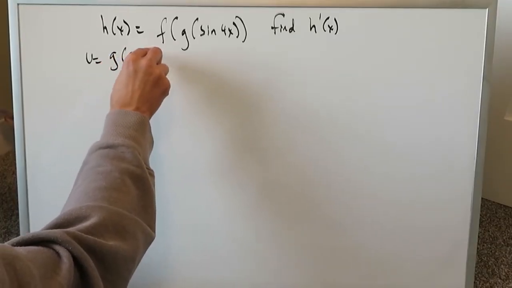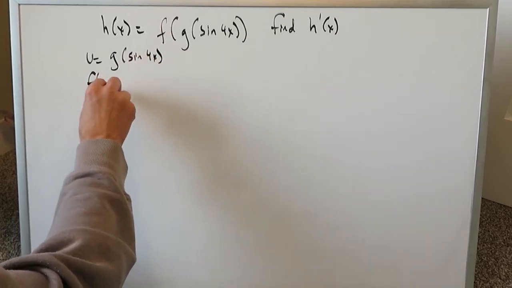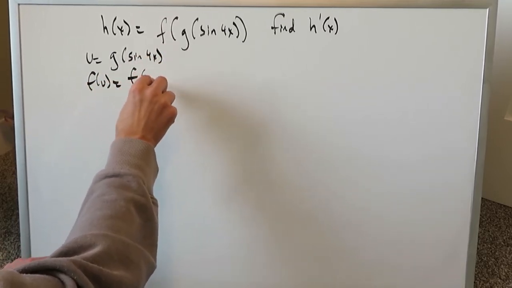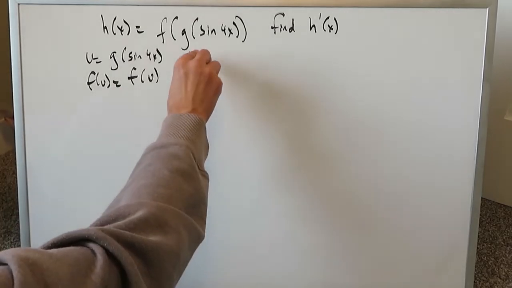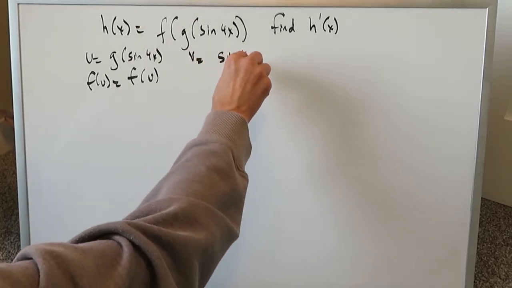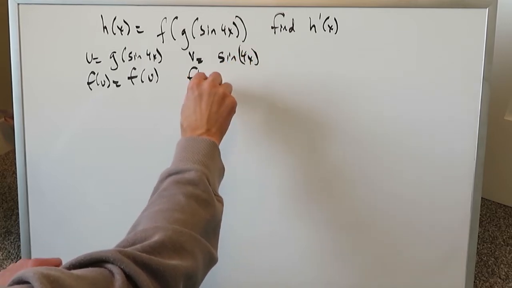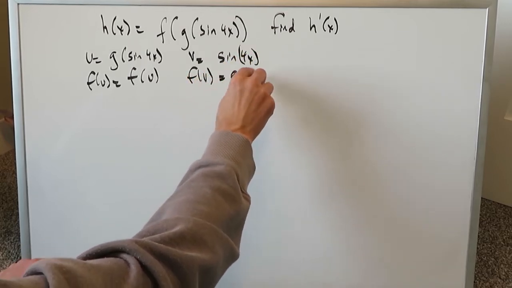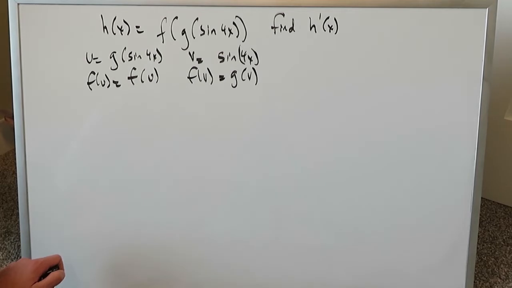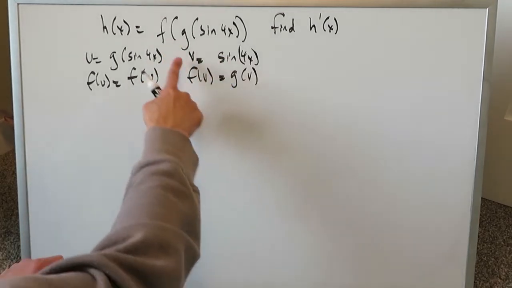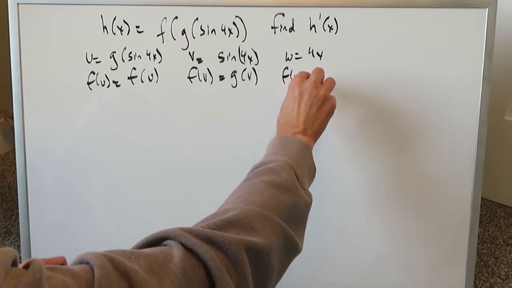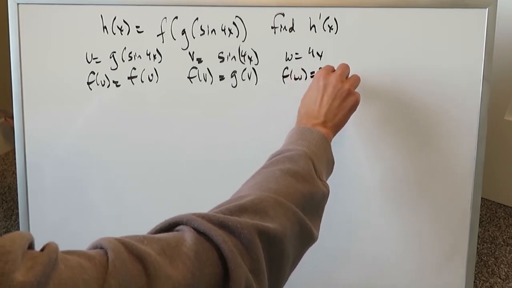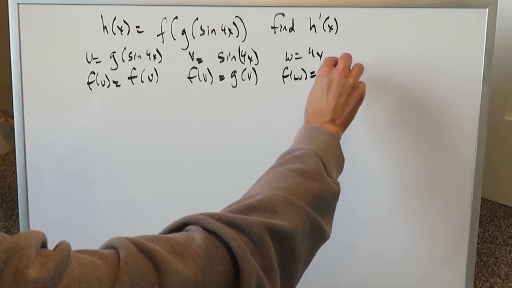If u is equal to g of sine 4x, then function with regards to u, well, you just have to say function with regards to u because you don't have a clear definition of f. If v is equal to sine 4x, right, then function with regards to v, you can just say g of v if you want. There's nothing wrong with you saying that, right? G of v. If w is equal to 4x, then function with regards to w is going to be what? Sine w? Makes sense, right?